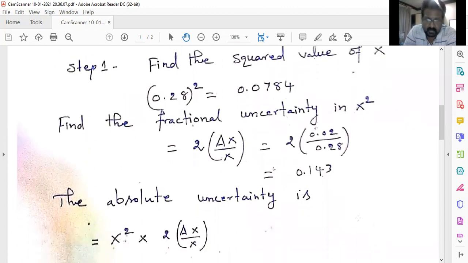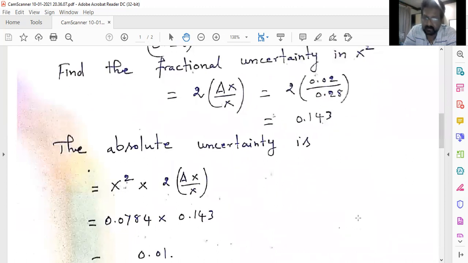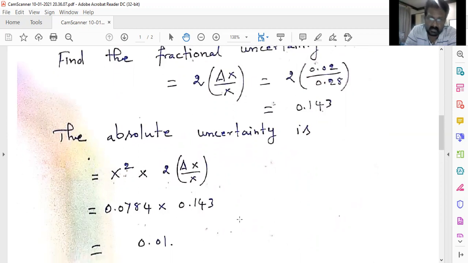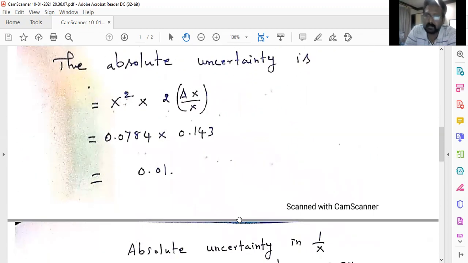Now the absolute uncertainty is, again, you just have to multiply the squared value times the fractional uncertainty. We have already calculated the x square value, that is 0.0784 times 0.143, which is given by 0.01. So always remember that for the absolute uncertainty, you need to put 1 or 2 significant figures. Most of the time, it is better to use 1 significant figure, that will be accepted by the exam. Okay.